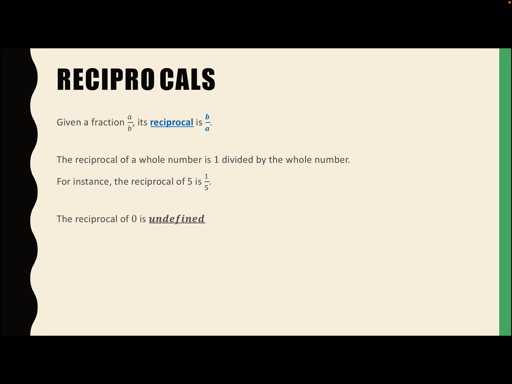The reciprocal of a fraction A/B is you flip the fraction over and get B/A. The reciprocal of any whole number is 1 divided by that whole number. For instance, if we have 5, its reciprocal is 1/5. If I give you the number -3, its reciprocal is -1/3. The reciprocal of 0 is undefined, and the reciprocal of undefined is 0. It works in both directions. And the reciprocal of 1 is itself, which is also 1. 1 is its own reciprocal.